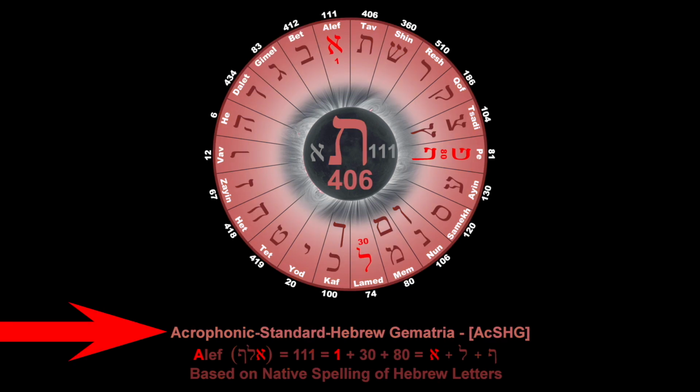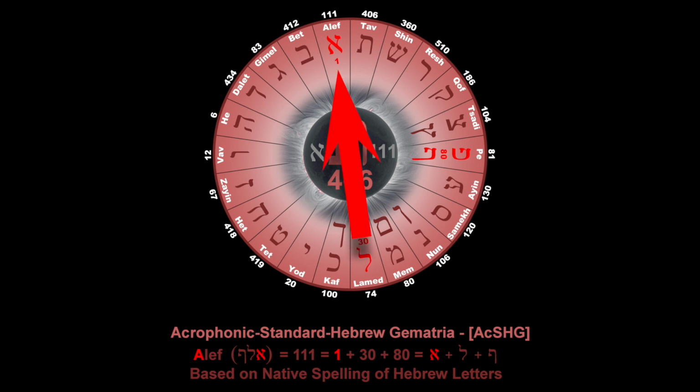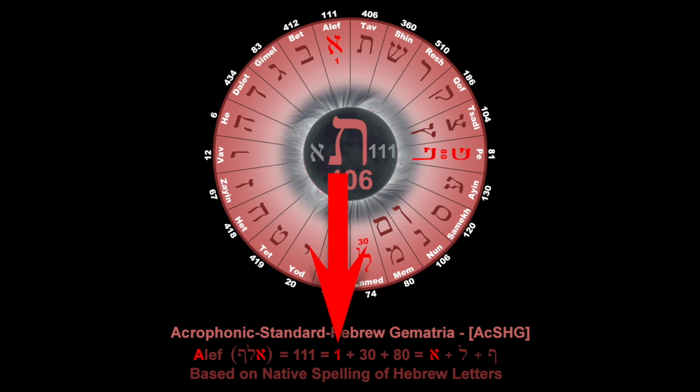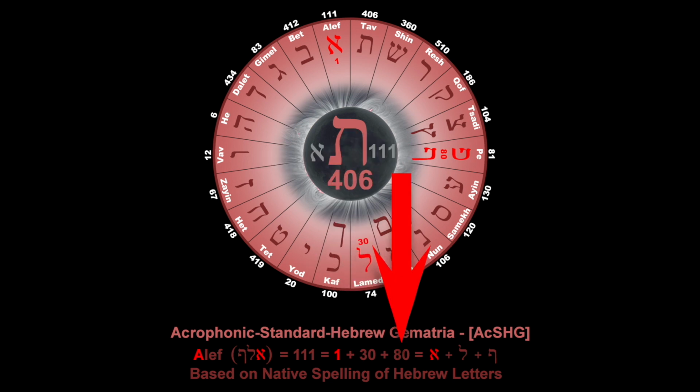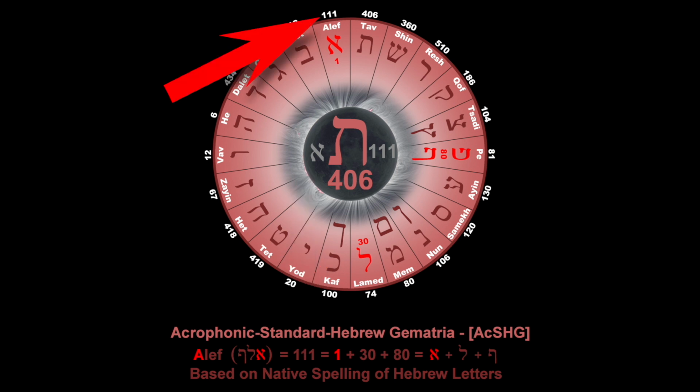With acrophonic standard Hebrew Gematria, instead of using ordinal values, we use standard or numerical Hebrew Gematria values. This means that Aleph has a value of 1, Lamed has a value of 30, and Pei has a value of 80. The total of the numbers 1, 30, and 80 is 111. This means that Aleph has a value of 111 using acrophonic standard Hebrew Gematria.